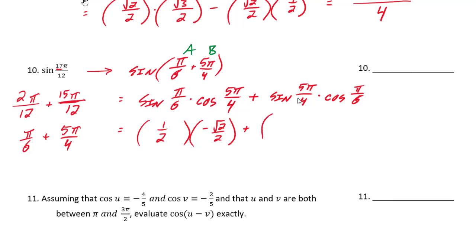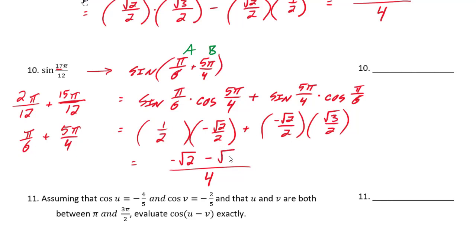Added with sine of 5 pi fourths, also negative rad 2 over 2. Multiplied with cosine of pi 6, which is rad 3 over 2. So if I now simplify, just like before, they have the common denominator of 4, so I can just put it over a 4. 1 times negative rad 2 gets me a negative square root of 2. Added with a negative rad 2 times a rad 3, that's just going to give me another negative, this time rad 6. So final answer for this one would be negative rad 2 minus rad 6 all over 4.